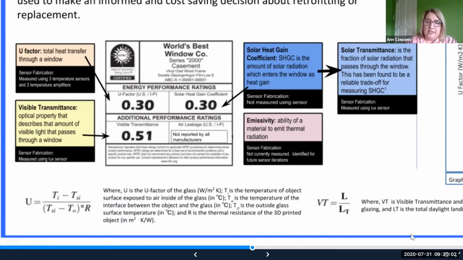So in Dr. Wang and Yang Xiaofeng's previous work, they found that solar transmittance was a good trade-off for this. It's the amount of solar radiation that passes through the window. Those are the 3 that our sensor will measure. Emissivity is important as well. Although it's not currently being measured, we're looking at it for the future. Emissivity is the window's ability to emit thermal radiation. Low emissivity would be ideal.